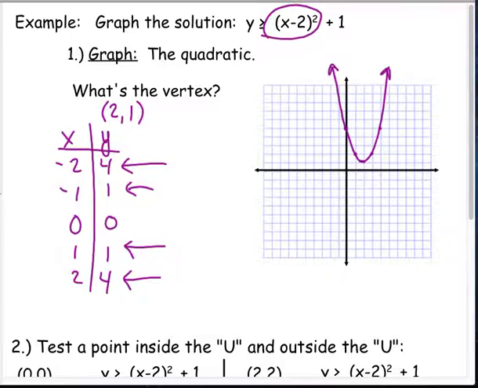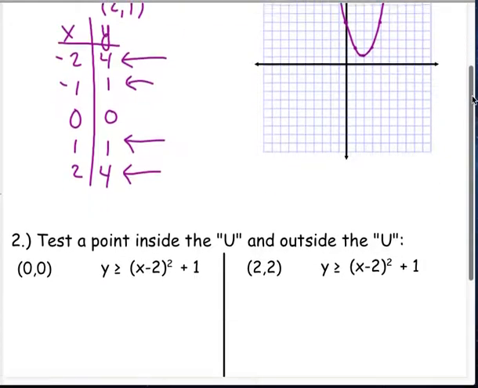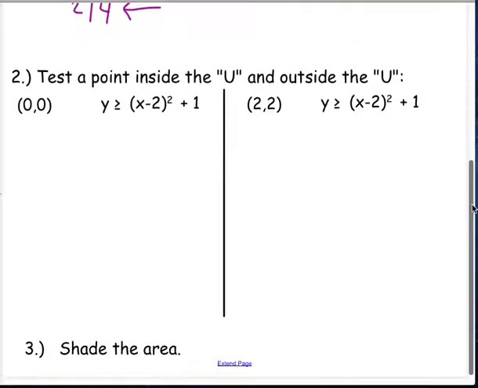And before you graph your parabola, you should ask yourself if it's solid or dotted. I usually forget to do that until after I've got it graphed. Right here we look at our inequality. Y is greater than or equal to. So that tells me my parabola should be solid, which is nice because now I don't have to go back and fix it. All right, second is test a point inside the parabola and outside.